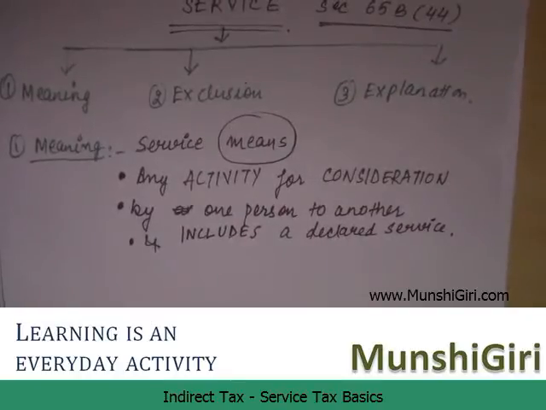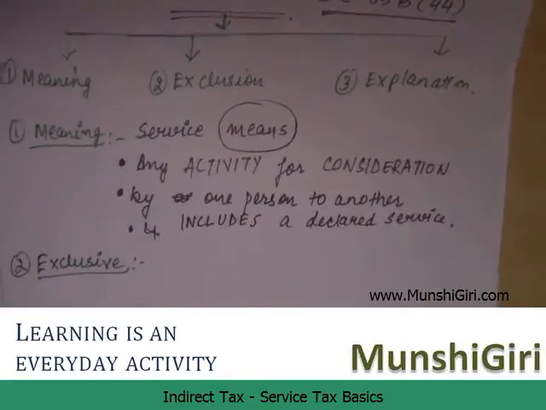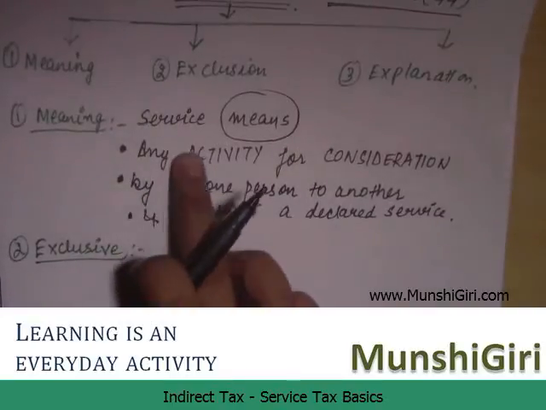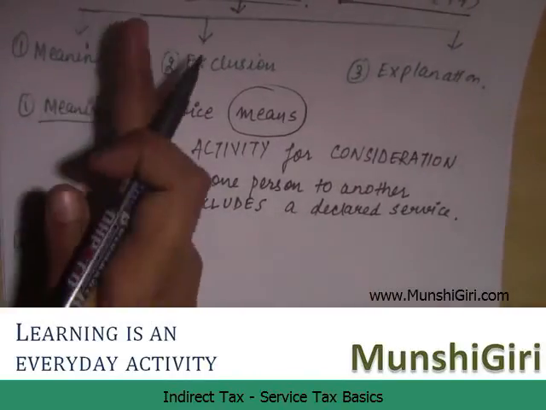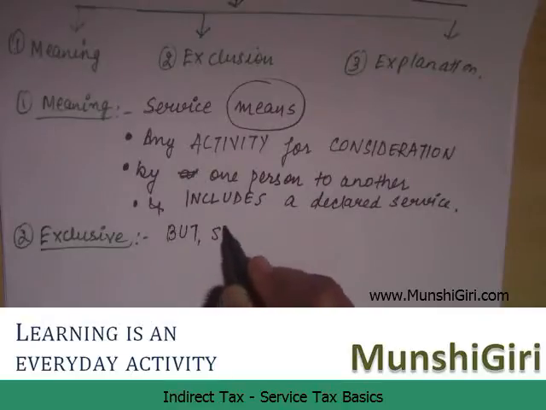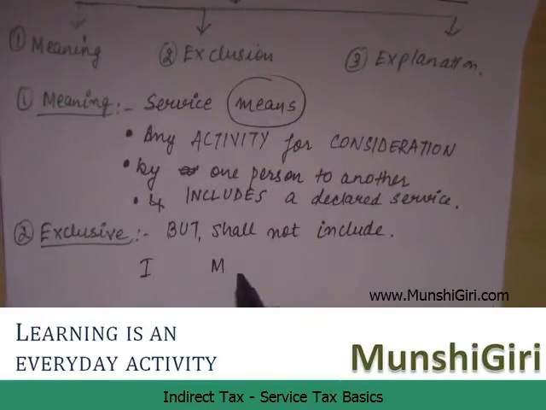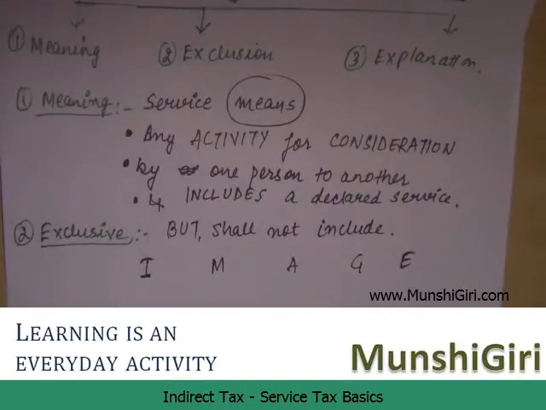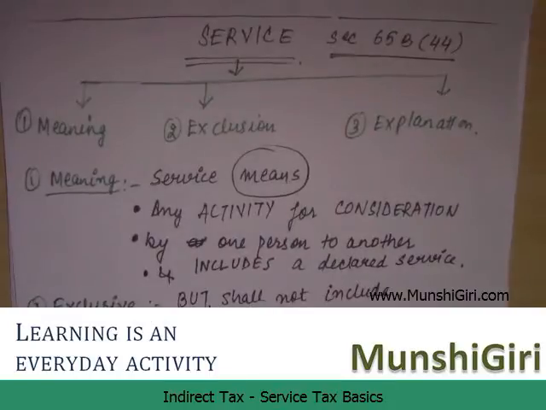This was the meaning part of service. Second is the exclusion part, that is, it does not include. The definition says, service means any activity for consideration by one person to another and includes a declared service. This exclusion is not written, this thing I am writing on my own. The definition continues as, but shall not include. The mnemonic is IMAFE. Now what IMAFE is, we'll see it. I for immovable property, movable property, actionable claim, fees received in the court, and E is employer-employee relationship. We'll see it later on. We're just looking at basically this part: what is exclusion, what is explanation, how you're going to remember it.